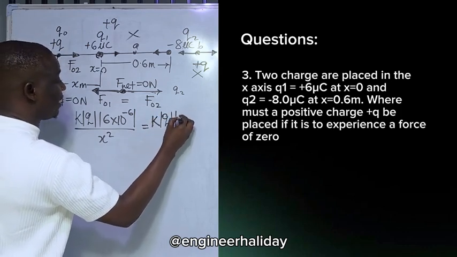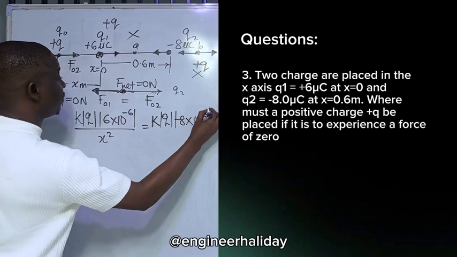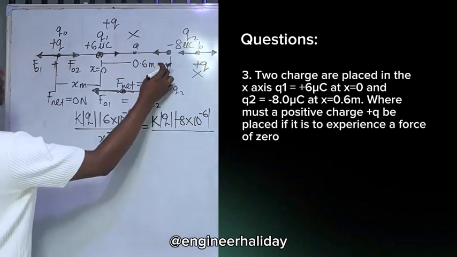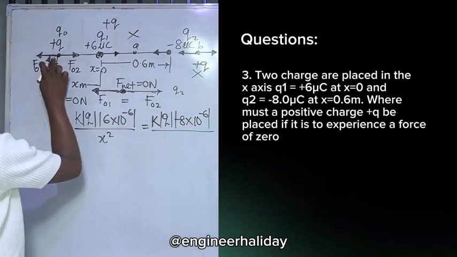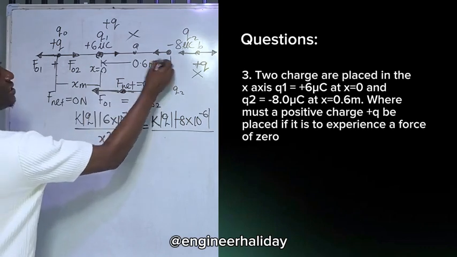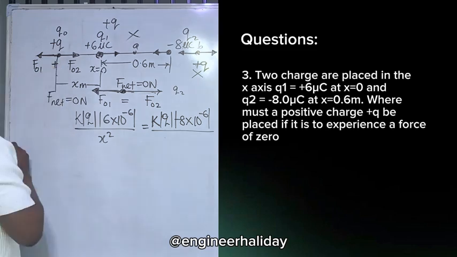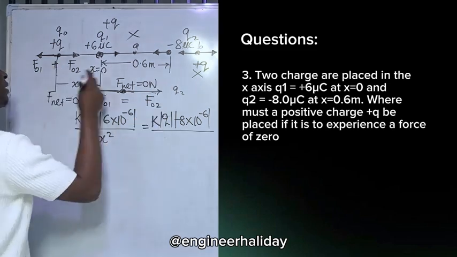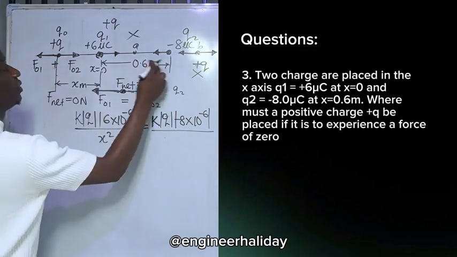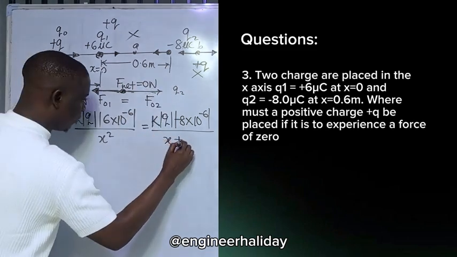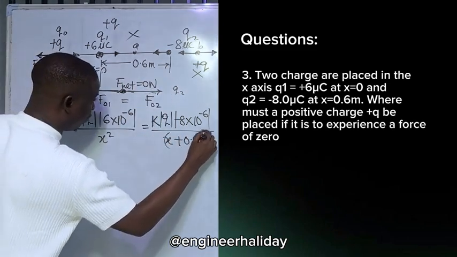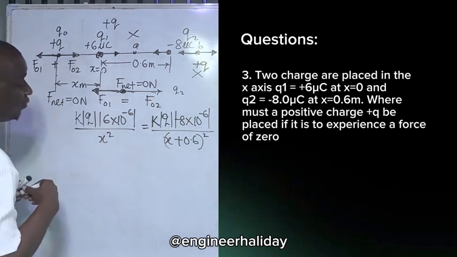Absolute of what? 8 minus 8 times x power minus 6 over what? What is the distance between this and this one now? From here to this place is 0.6, then from here to here is x. What will now be the total distance from here to here? That means x plus 0.6, all squared. Now we can solve.